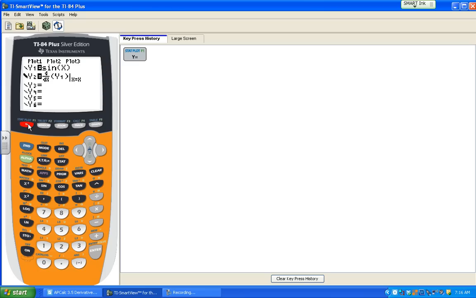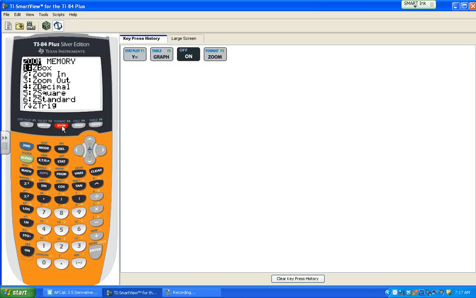So we're going to look at the graph for sine of x and then compare it to the graph of the derivative of sine of x. You'll notice that it says the derivative with respect to x of y1, and it's going to do that at every x value. So I'm just going to hit graph, and we'll see what it looks like. I'm going to stop it, and zoom trig, so zoom 7.